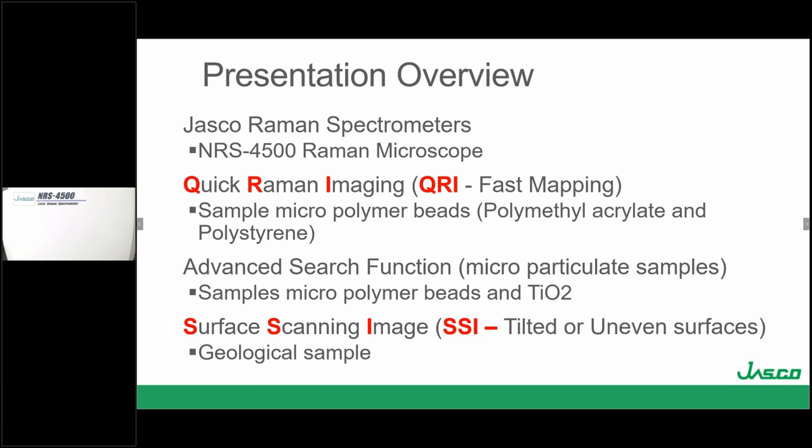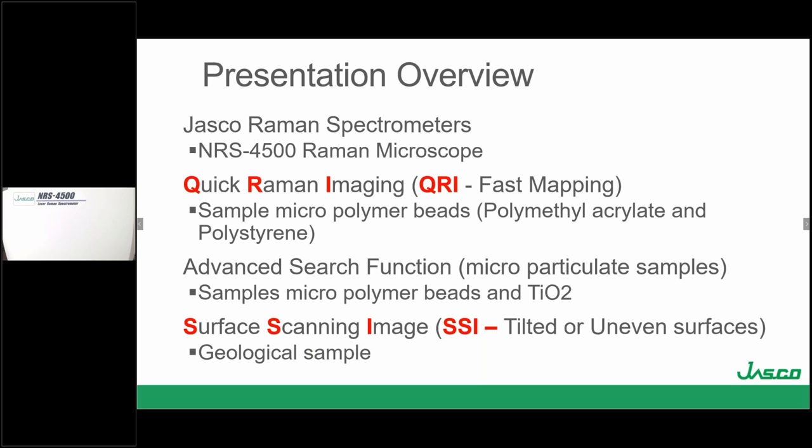So the overview for today, I'm going to be, of course, talking about the JASCO Raman spectrometers and specifically on the 4500, that is the instrument that we are going to demo today. I'm going to be presenting three different techniques of the Raman microscope. One is what we call the quick Raman imaging, that is the QRI for fast mapping. The sample that I'm going to be using for that is polymer beads made of polymethyl acrylate or PMMA and polystyrene.